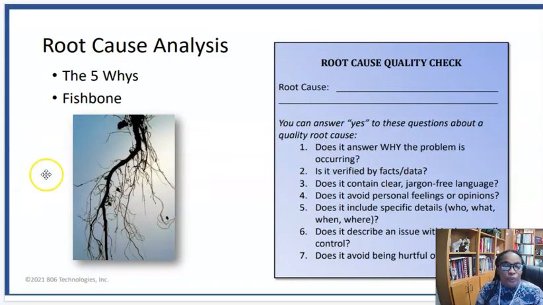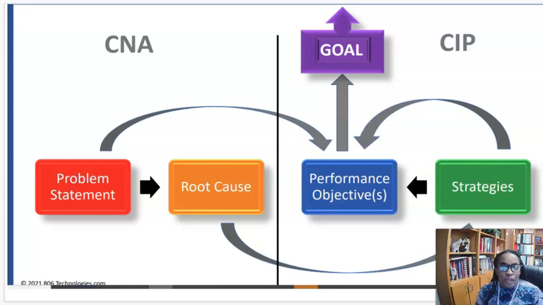So again, with the root cause, you're always going to look at the why. Why is it that that's an issue there? So the process, you heard me say earlier, campus needs assessment and CIP. So you're going to hear me say CNA and CIP. So the CIP is always the campus improvement plan.